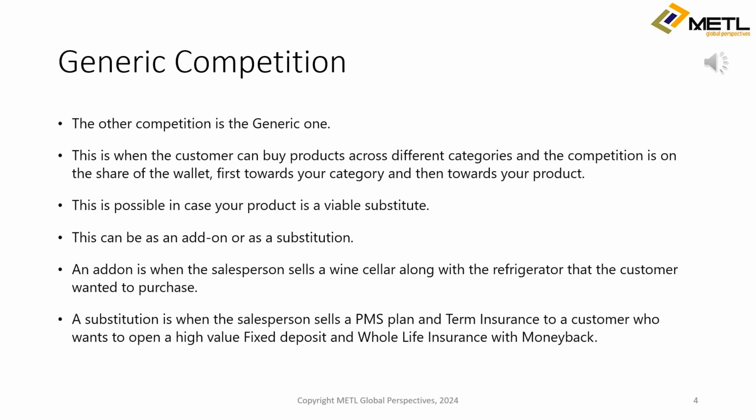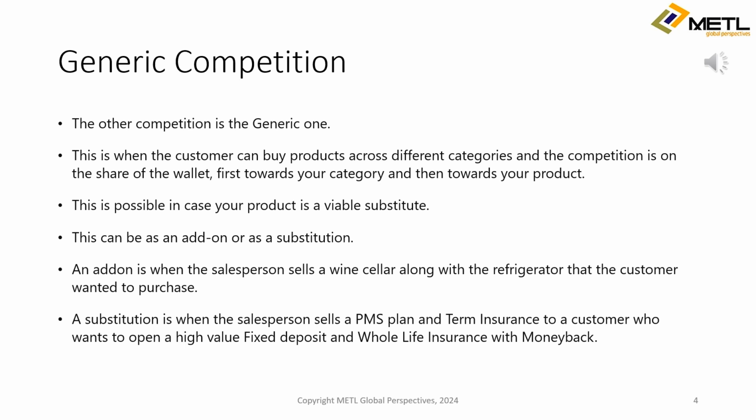The other competition is the generic one. This is when the customer can buy products across different categories, and the competition is on the share of the wallet, first towards your category and then towards your product. This is possible in case your product is a viable substitute or an add-on. An add-on is when the salesperson sells a wine cellar along with the refrigerator that the customer wanted to purchase.